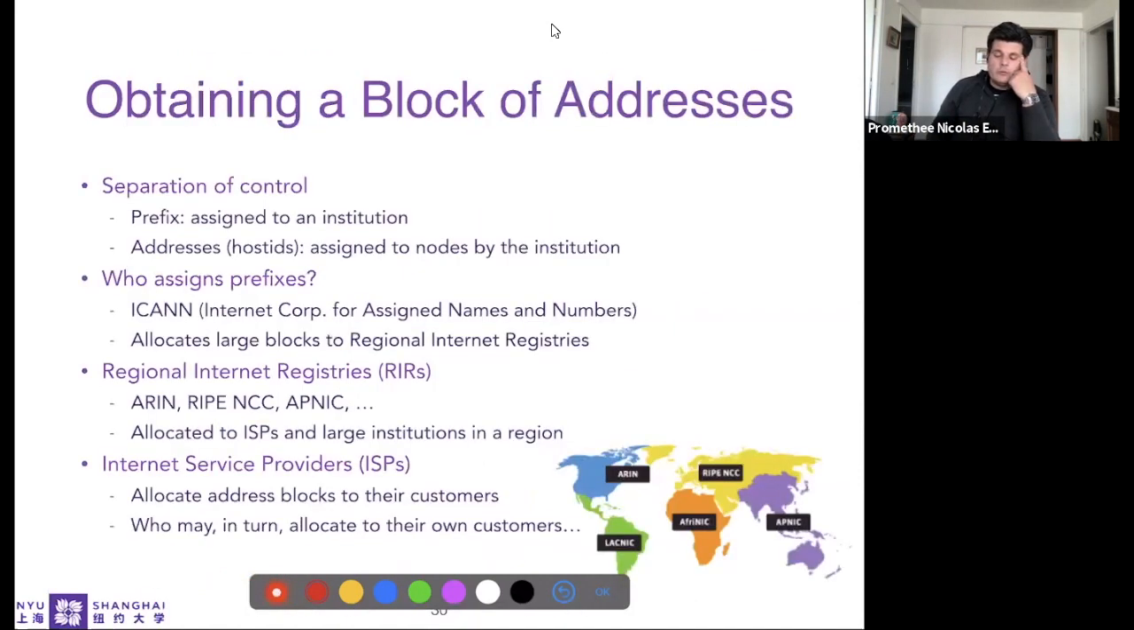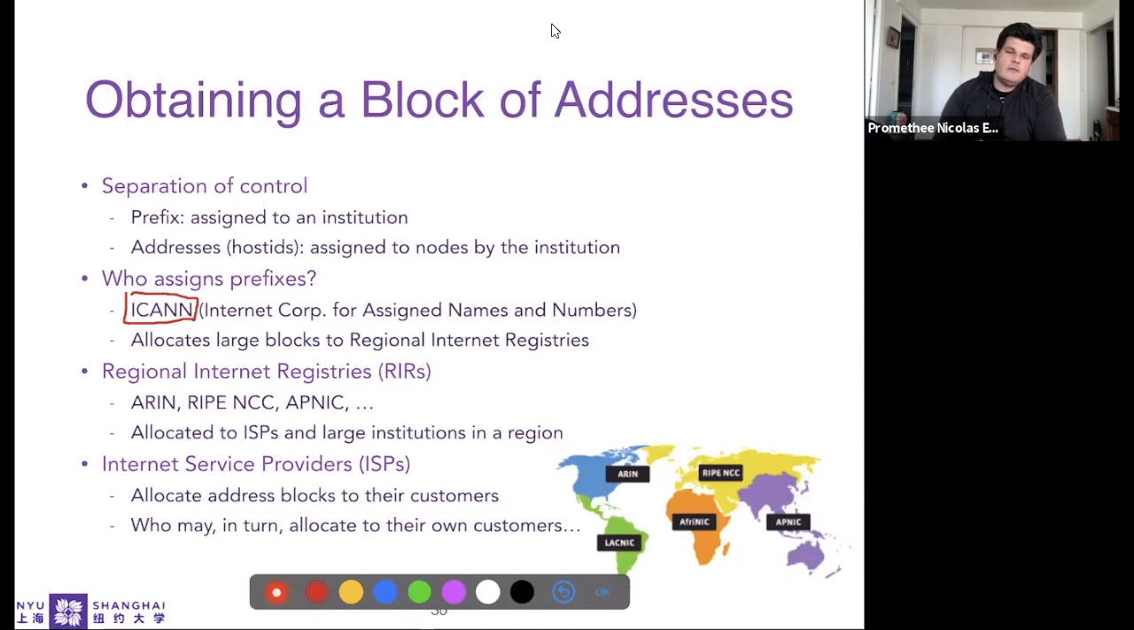So what about allocating a prefix? How do you get a prefix, basically? We said, I have this prefix, but how do I get it? Well, what you should know is that on top of the internet, we have a central office called ICANN. Those guys are in charge of the names and numbers that we use in the internet: port numbers, the values of the protocols, a lot of stuff, including the IP addresses. Obviously, they cannot be in charge of all the IPs for the whole world.